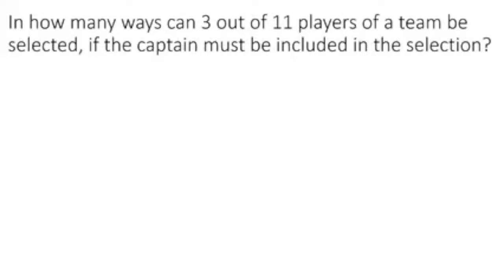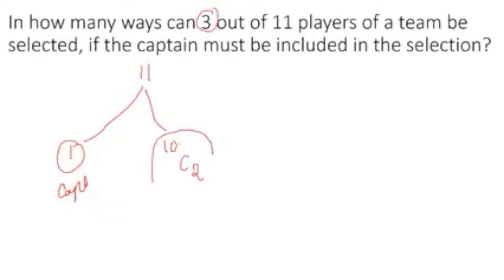So guys, generally 11 players are there. Out of the 11 players, I am already choosing the captain here. The remaining is 10 people. And remember, one person already selected means I am left with selecting only 2 people. So the answer is 10C2, which will be 10 into 9 by 2 into 1, which is 45 ways.